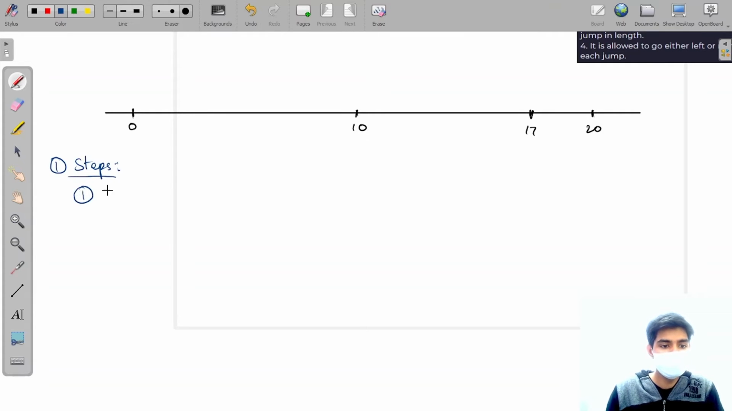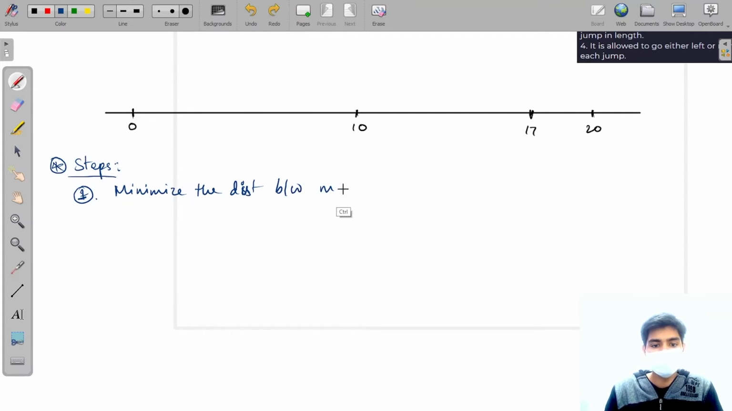My first step is going to be that I have to minimize the distance between myself and x, and I have to be on the right of x. What does this mean?